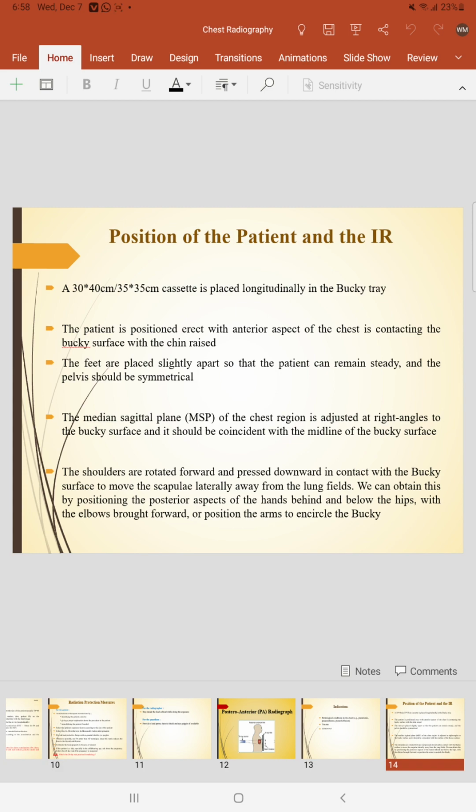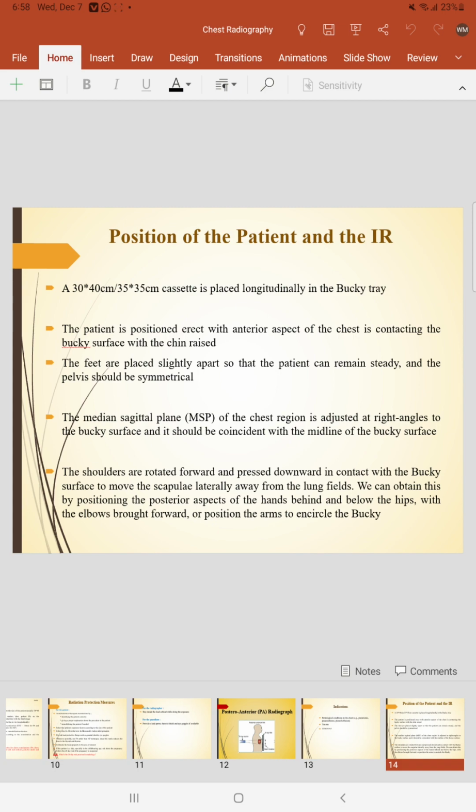A 30 by 40 or 35 by 35 cassette is placed longitudinally in the bucky tray. The patient is positioned erect with the anterior aspect of the chest contacting the bucky surface with the chin raised. The feet are placed slightly apart so that the patient can remain steady and the pelvis should be symmetrical. The median sagittal plane of the chest region is adjusted at right angles to the bucky surface and it should be coincident with the midline of the bucky surface.